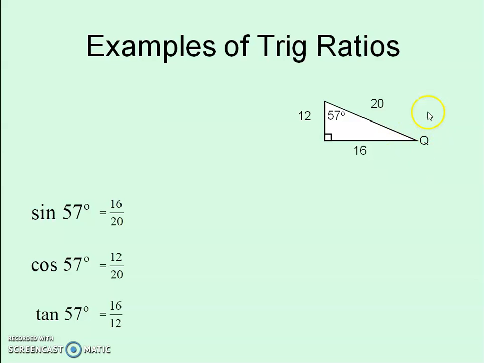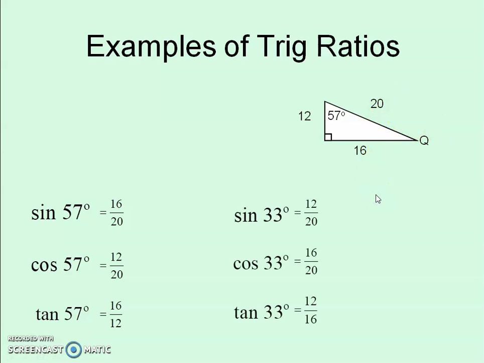But I also can answer other questions because there's another angle in here, and I can figure out that that angle is 33, and I can find those ratios as well. So that is how you fill out the trig ratios based on angles, based on names, based on sides, and hopefully you were able to fill out your notes and you can try the work as well.